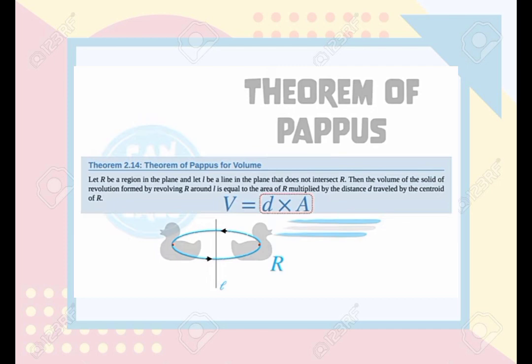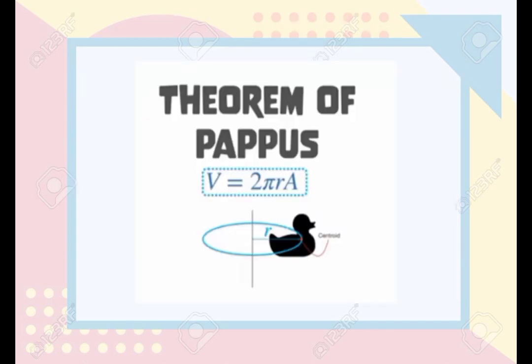What are these quantities d and A? The quantity d is the distance the centroid travels about the line. The centroid will trace out a circle. The formula for circumference is 2πr. That's what d is. The quantity A is the area of the region R. Next, plugging that in, we can write the volume V by the theorem of Pappus as 2πrA.